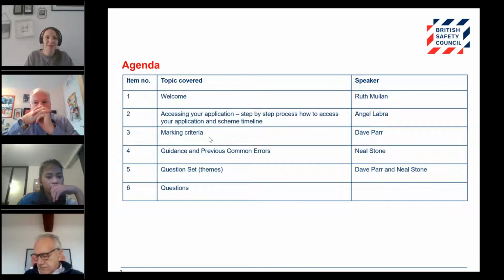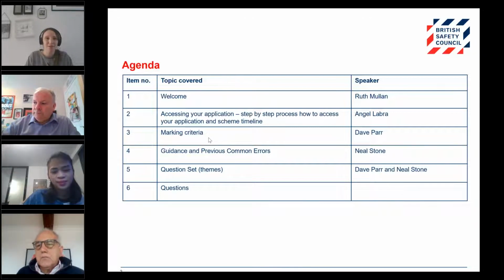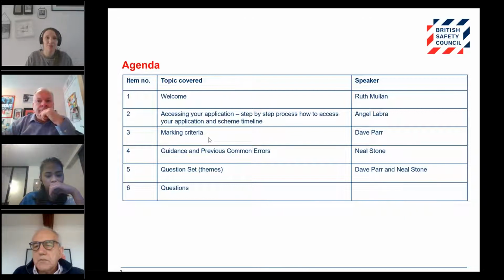Hello again, everybody. I think we should probably get started because we've got quite a jam-packed agenda for today's webinar. My name is Ruth Mullen, and I am the Head of Membership Awards and Events at the British Safety Council. And today I'm joined with Neil Stone, who is our International Safety Awards Chief Adjudicator, and David Parr, who is our Policy and Technical Advisor for the British Safety Council, and also the Independent Adjudicator for the International Safety Awards Scheme. My colleague Angel Labra is also here from the membership team, and she's part of the presentation team today.